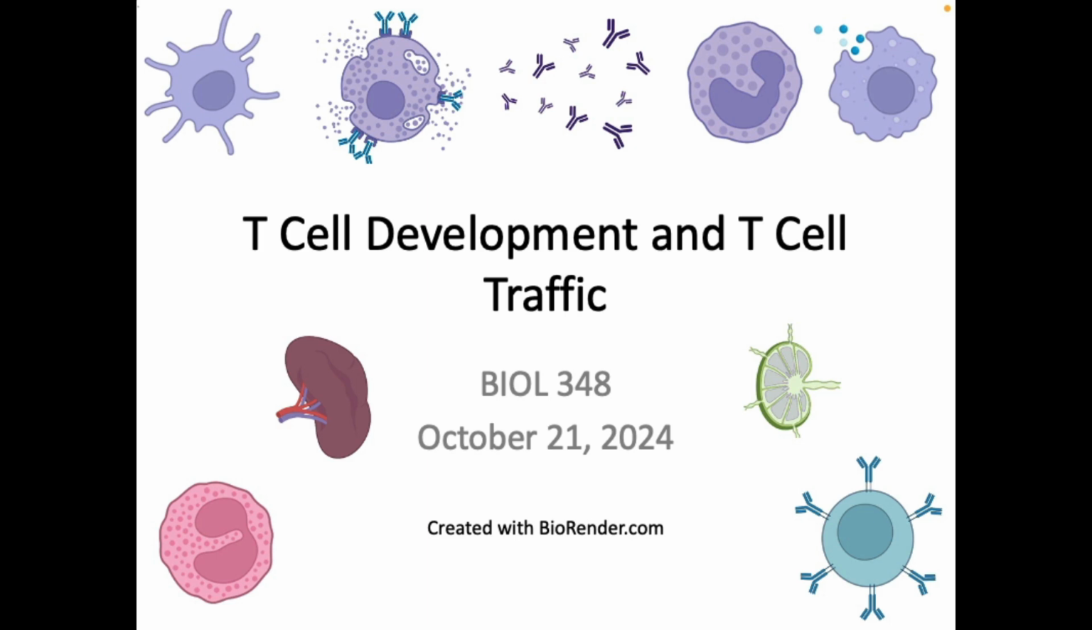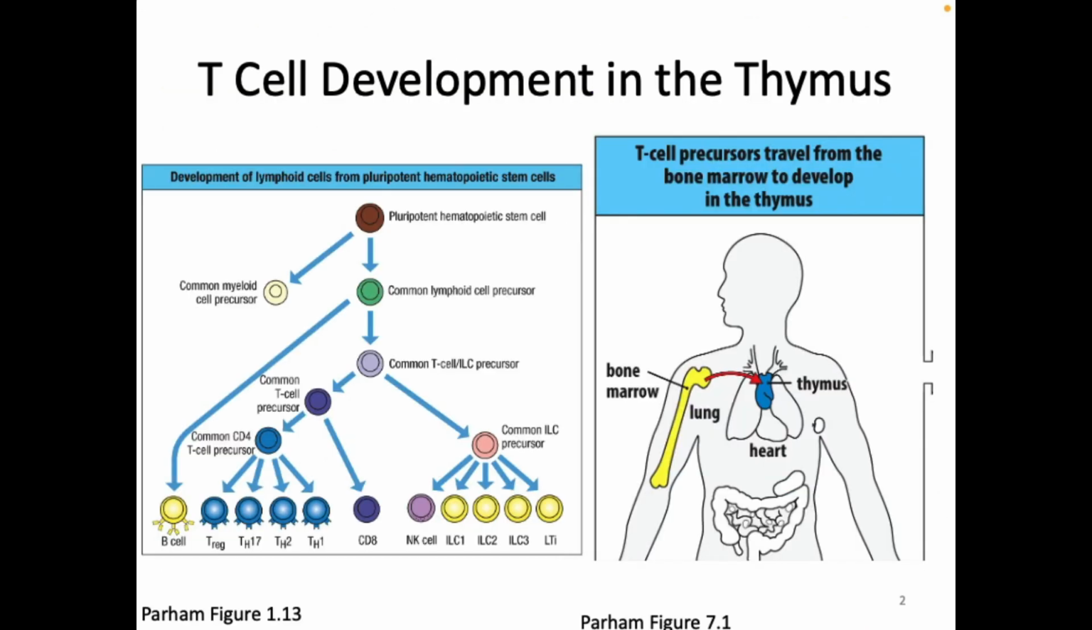Today we're going to finish thinking about T cell development and then start talking about immune cell trafficking. If you recall, we have been thinking about T cell development in the thymus, and we've seen a number of different steps that a T cell precursor will undergo in the process of developing into a T cell in the thymus.